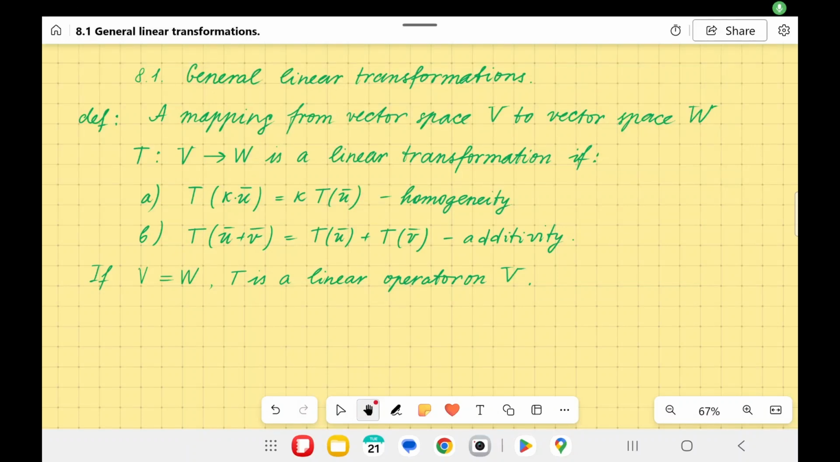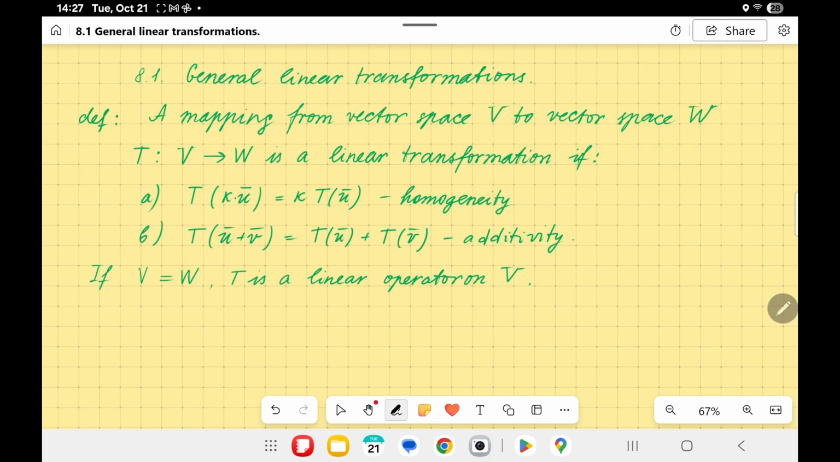Hello everyone, and today we are going to move to chapter 8 and continue talking about linear transformations. In sections 1.8 and 1.9 we were talking about matrix transformations. Now we are going to discuss a little bit more general linear transformations. So we are going to start with a definition.